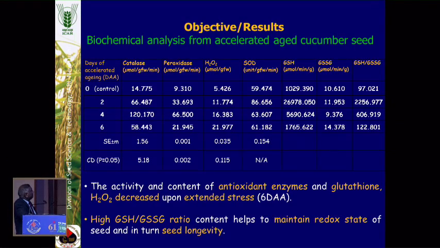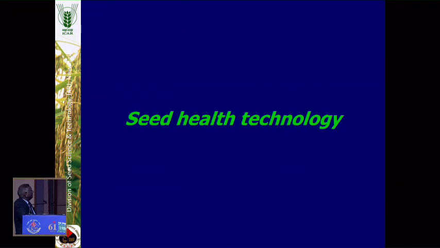It was also observed that amongst the various biochemical parameters, the antioxidant enzymes as well as the glutathione and H2O2 decreased upon extended stress of the accelerated aging conditions, and we could also establish that a high GSH to GSSG ratio helps to maintain the redox state in the seed, in turn maintaining the seed longevity.